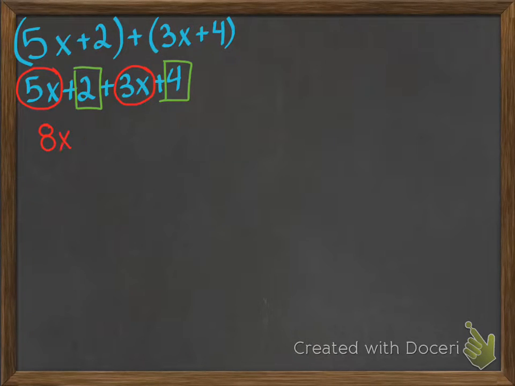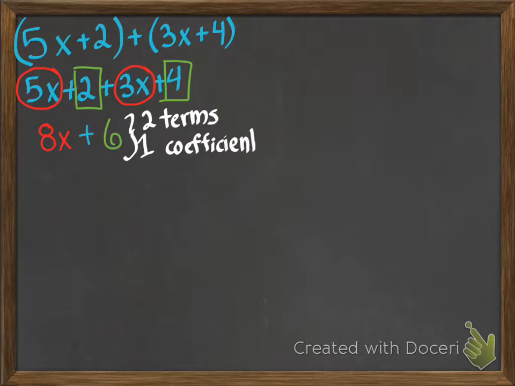And now we can combine. 5x plus 3x is 8x, 4 plus 2 is 6. So 8x plus 6 is when you simplify this. So you're left with 2 terms, 1 coefficient, which is just 8. I'll put that in the parentheses. And you have 1 constant, which is 6. And that's it.